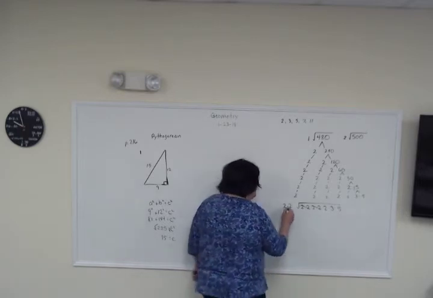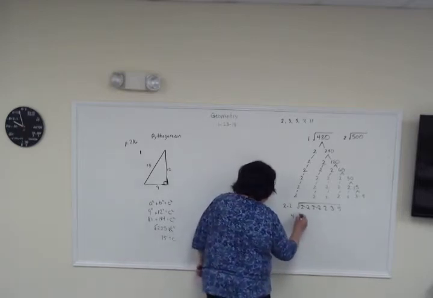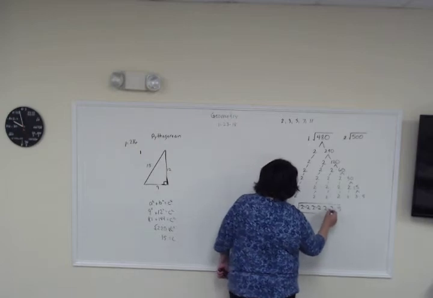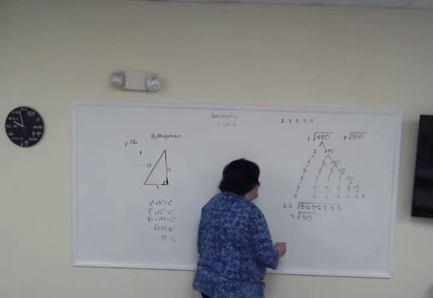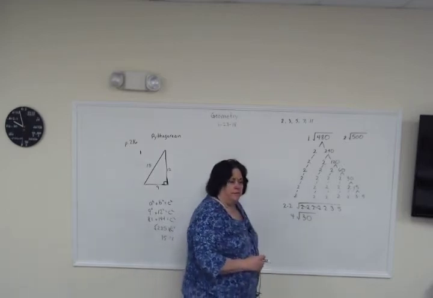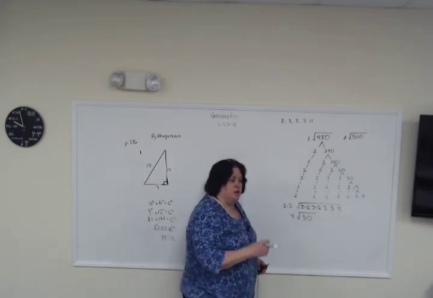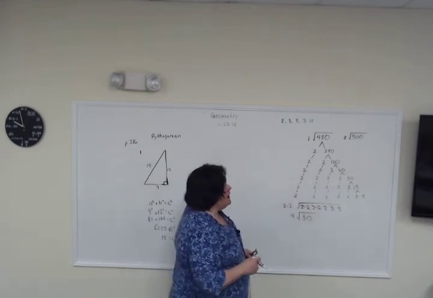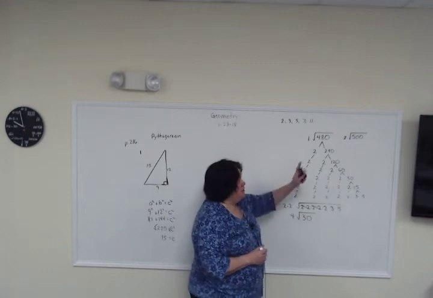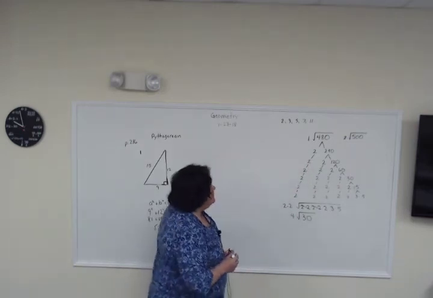Okay, so now 2 times 2 is 4, and what do we have left over? 2 times 3 is 6, and 6 times 5 is 30. Does that make sense? So it's just breaking this down and then taking out pairs of them. So now try 500. Try the square root of 500.